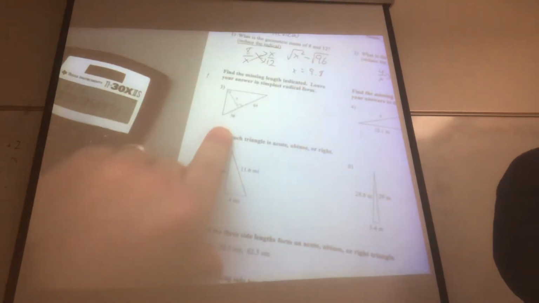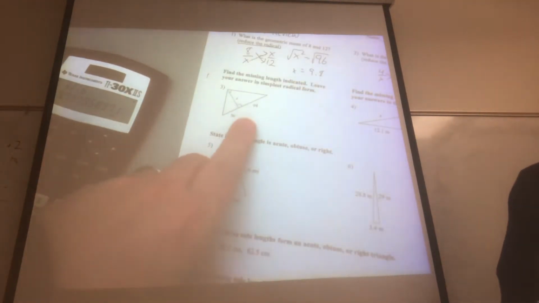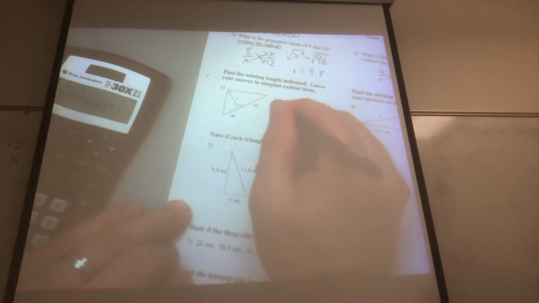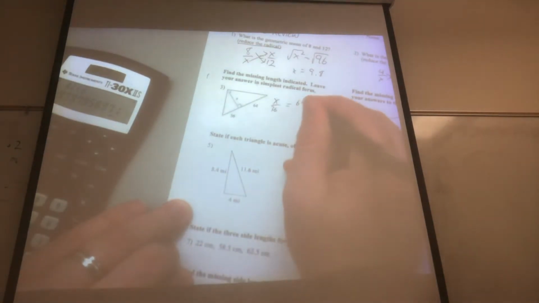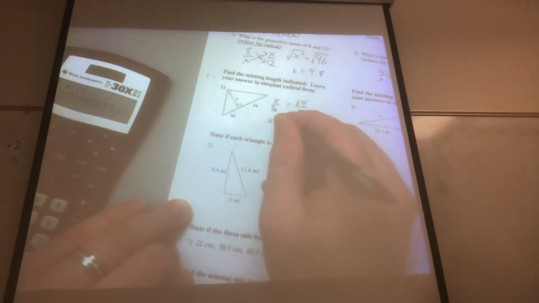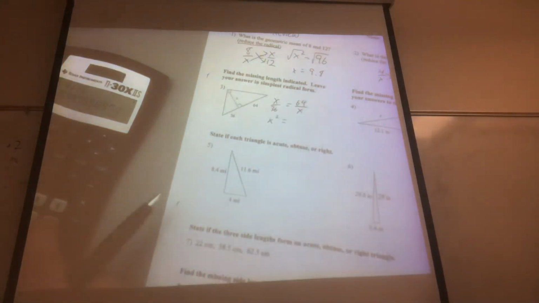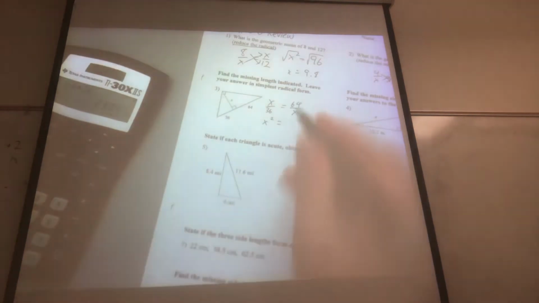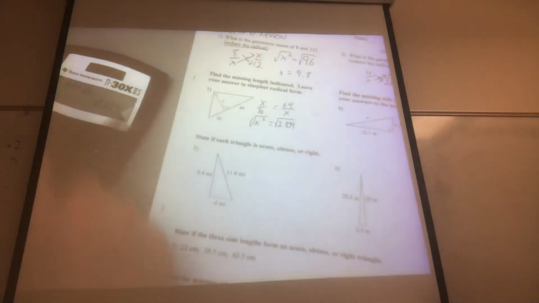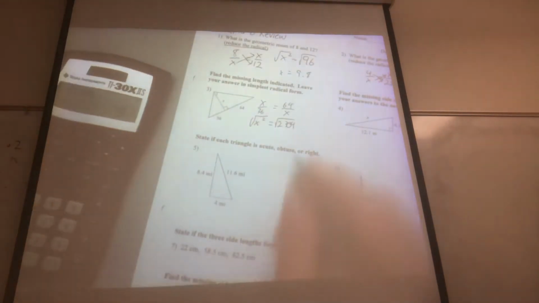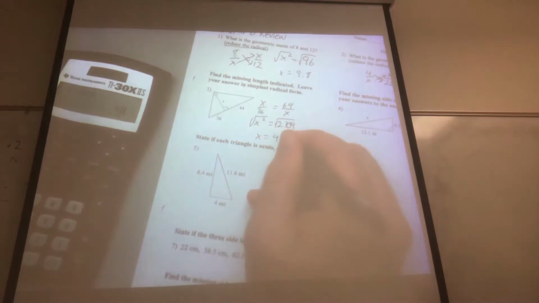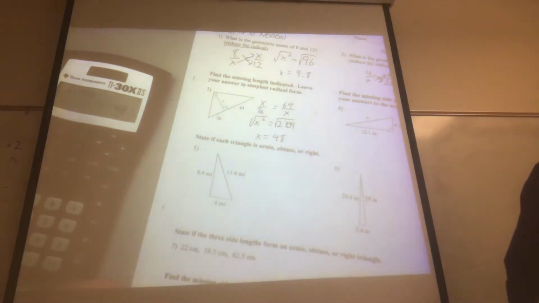On this one, the missing length, this is geometric mean again. X over 36 is equal to 64 over x. So you cross multiply, you get x squared. 64 times 36 is 2,304. You take the square root of both of those, and you come up with x is 48. It makes sense because both of these are perfect squares. Okay, we don't have a decimal.